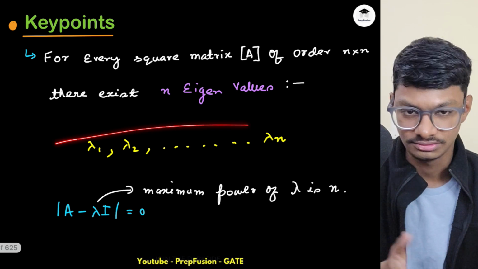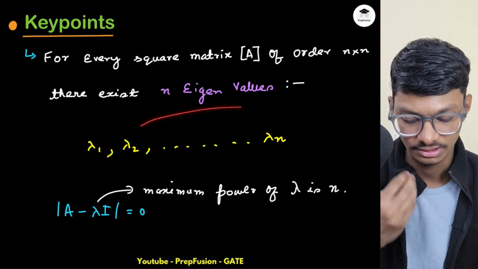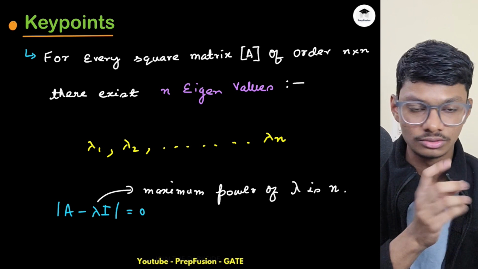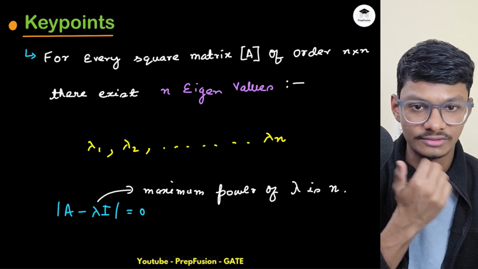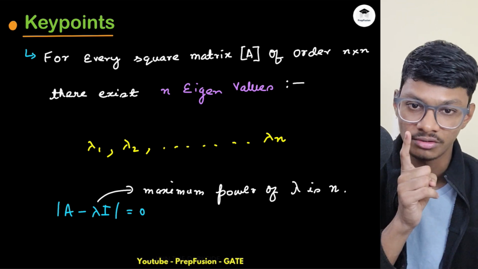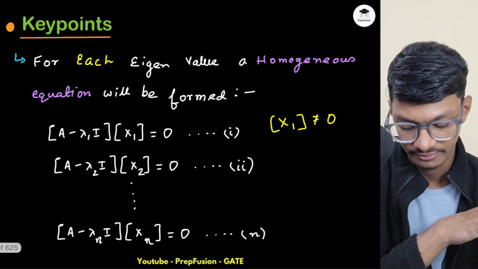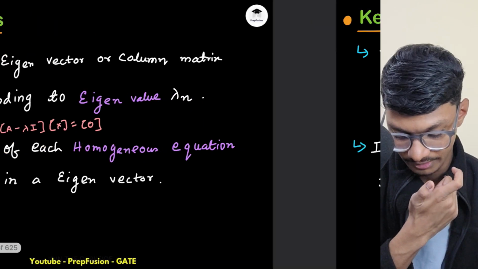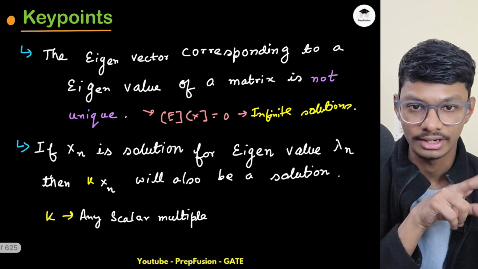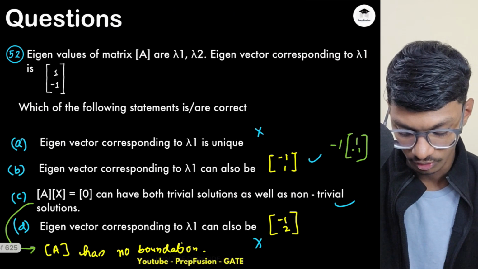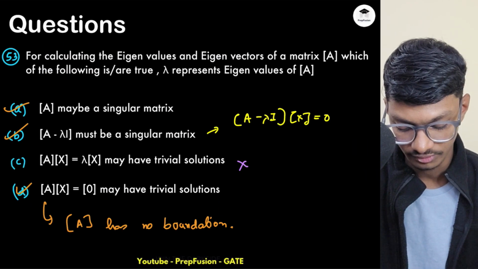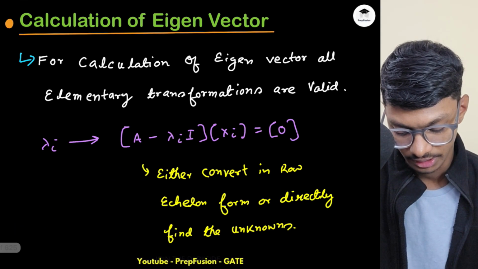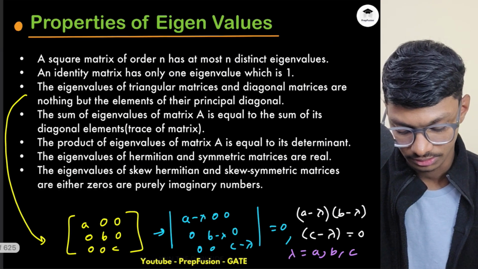I told you these are the same only. I explained that an n cross n matrix will have n eigenvalues. A few of them might be repeated, a few of them might be distinct. It doesn't matter. If all of them are distinct, then definitely I will get distinct eigenvectors. If a few of them are repeated, then it will depend on the rank of A minus lambda I, or A minus lambda 1 I, whichever eigenvalue is repeated. We already did all those things. We have already done more questions over here on how to calculate eigenvalues.